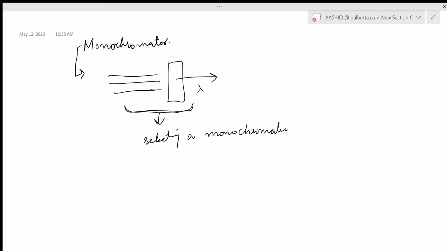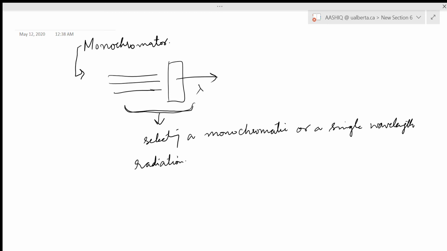or a single wavelength radiation. Okay, single wavelength radiation. So how does a monochromator work? See, let's take the example of a prism monochromator where the dispersing element is a prism.